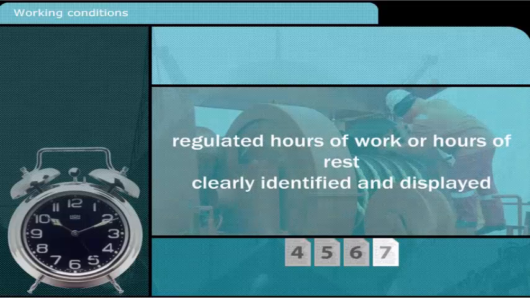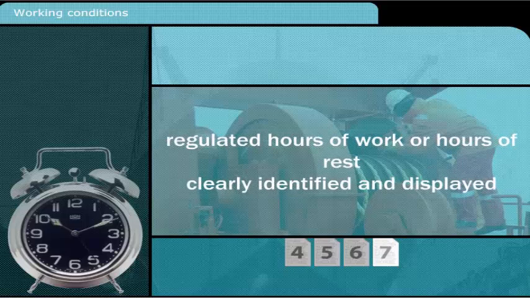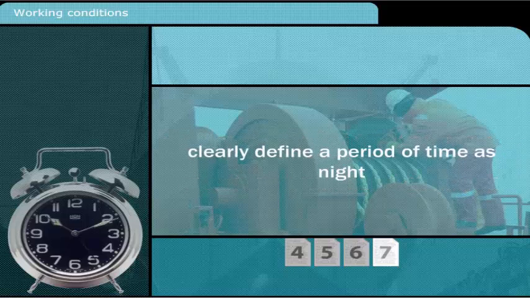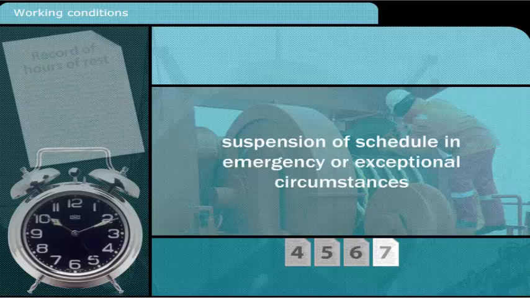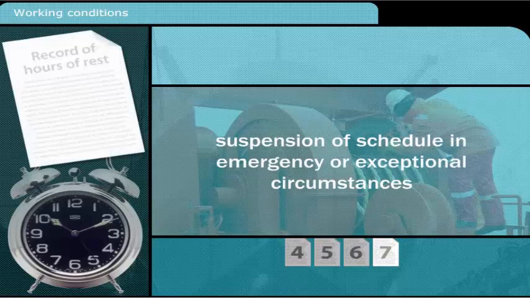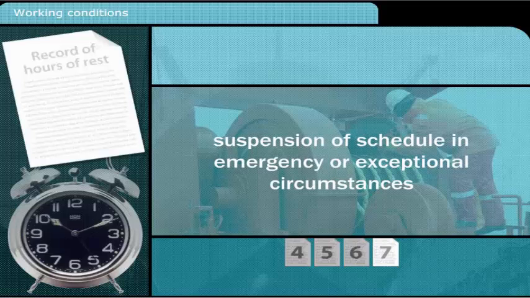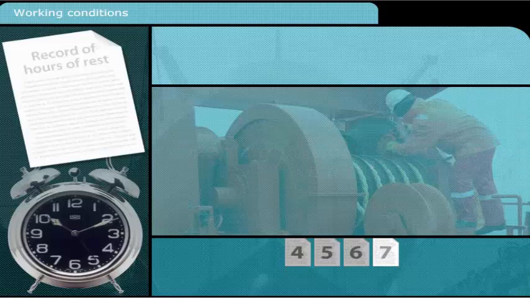This regulation also requires that either the normal hours of work or the normal hours of rest for seafarers are clearly identified and clearly displayed on a work schedule. This schedule should include normal rest days and also clearly define a period of time to be considered as night time. Provisions must be made for suspension of work or rest schedules in the event of an emergency or other exceptional circumstances, and these must be recorded. Any special arrangements for seafarers under the age of 18 years must also be specified.